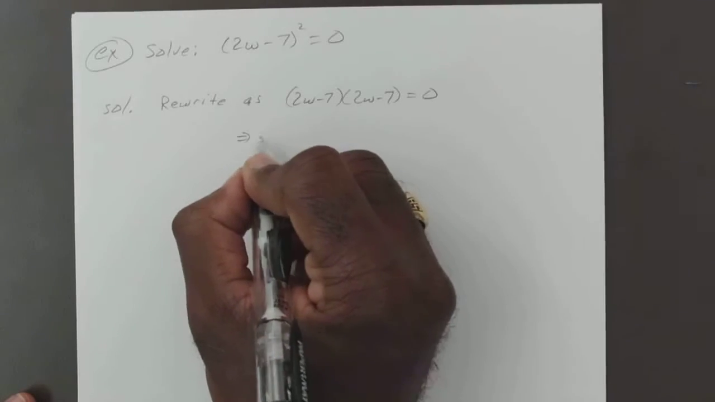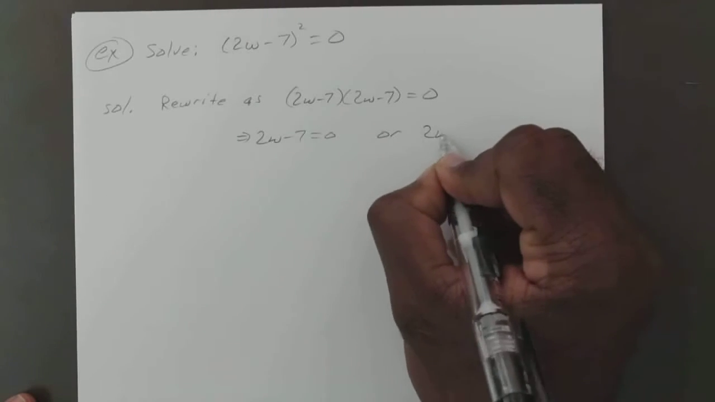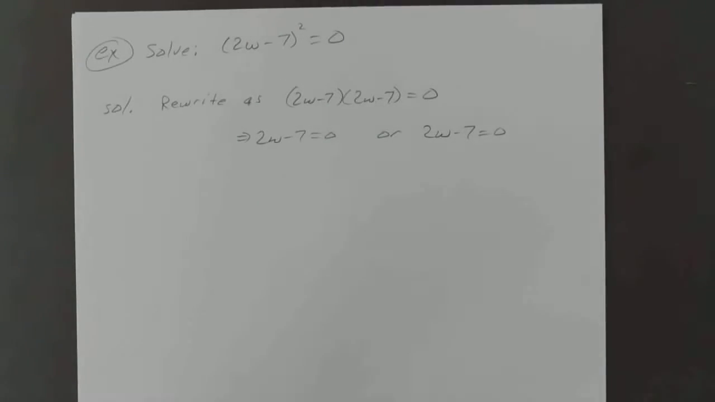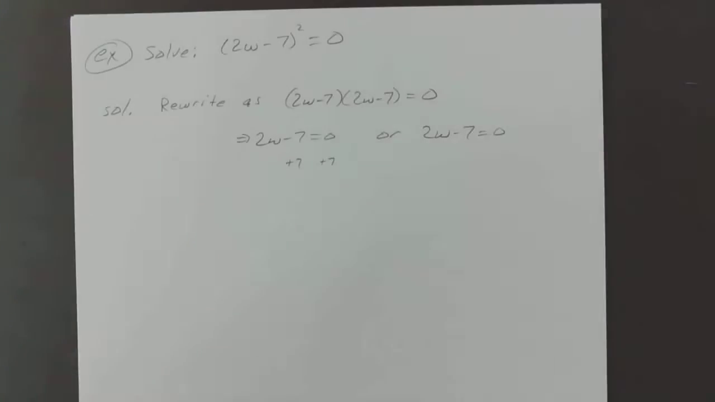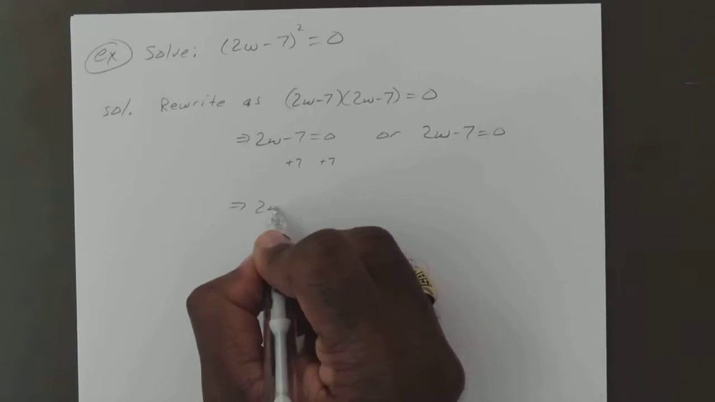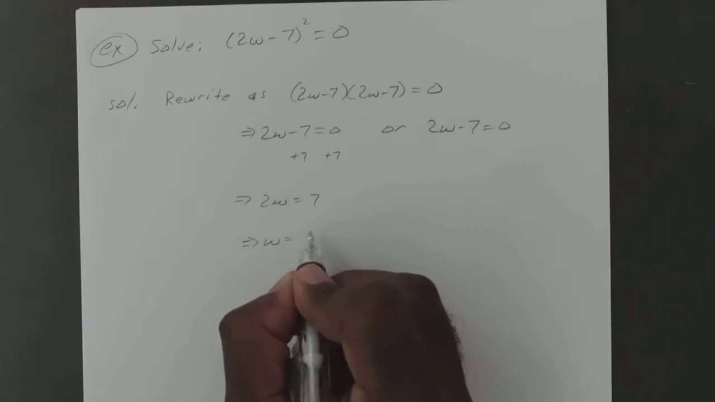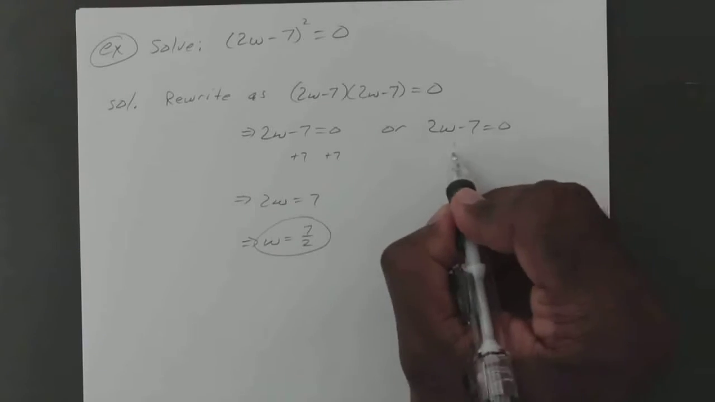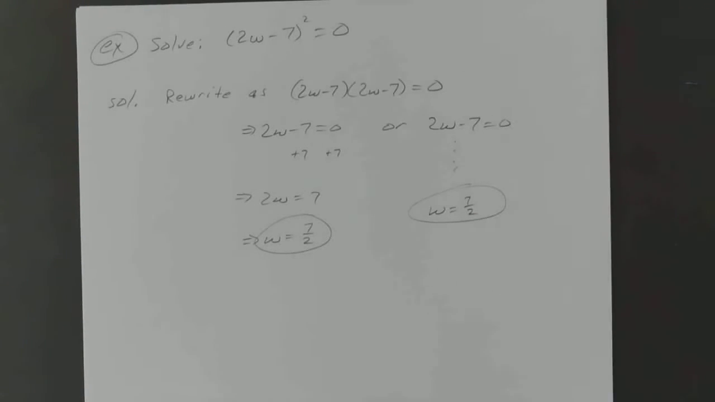So that means 2w minus 7 equals 0, or just to go through the steps, which again, the writing it again isn't necessary if you don't want to. Okay, so if we add 7 to both sides, you have 2w equals 7, divide both sides by 2, w equals 7 over 2, and this one's same thing, w equals 7 over 2. Okay, so once again, if they repeat, you only have to worry about writing it once.